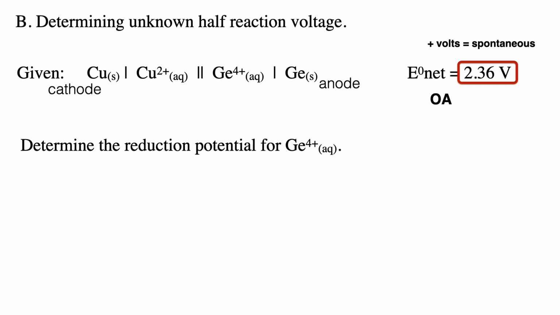What do I know right now? I know that this is positive volts, so I know that my OA is above my RA. I also know what my anode is. My anode is germanium. They already told me that, which means that must be my strongest reducing agent, because loss of electrons, oxidation, occurs at the anode. So Ge has to be my strongest reducing agent.